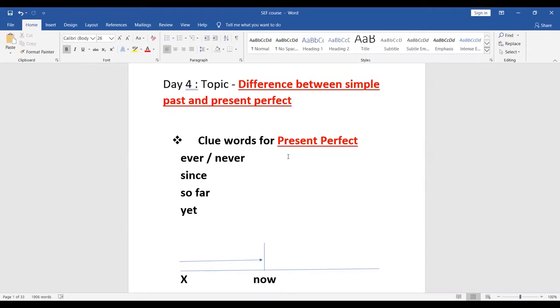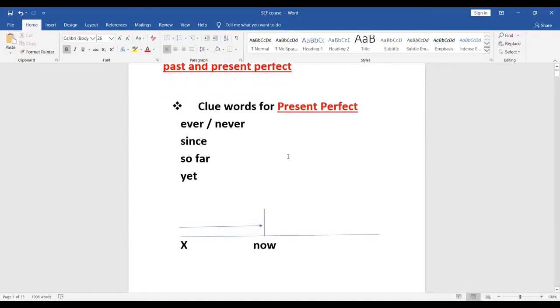Okay, so today I'm going to explain what is simple past and what is present perfect, together with timelines so that you better understand. First of all, you can look for words that give you indication. What are words that give you indication? Clues, right? So the clues for present perfect are ever, never, since, so far, yet. These are certain words that give you indications that they are present perfect.